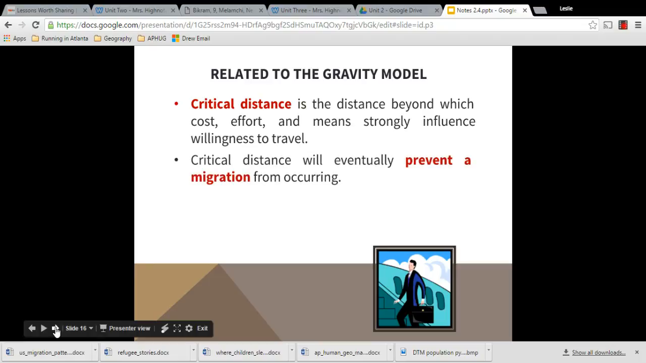Critical distance will eventually prevent a migration from occurring. A migration is only going to happen as long as financial means allow it, as long as you have the energy to do it, and as long as it's not too far.